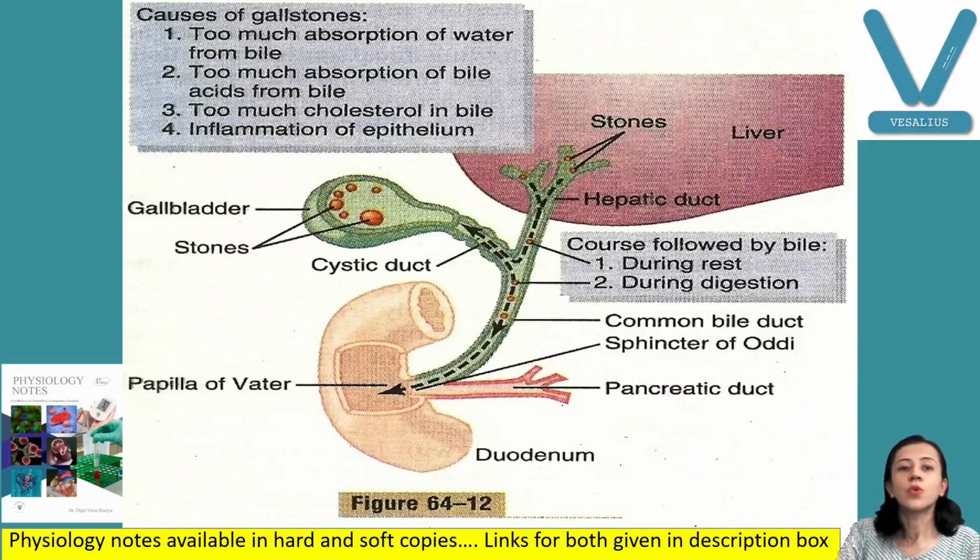Now here you can see the causes of gallstones. The common causes are: one, too much absorption of water from the bile. Second, absorption of bile acids from the bile, so bile salts are reduced. Too much cholesterol present in the bile, and inflammation. As I told you, because of inflammation, conjugated bilirubin gets converted into free bilirubin.